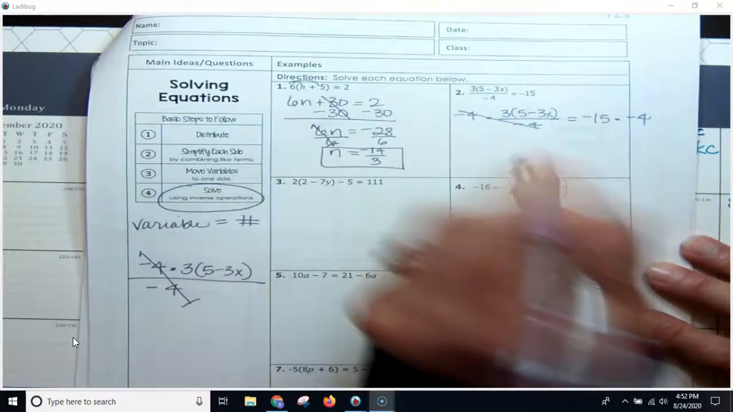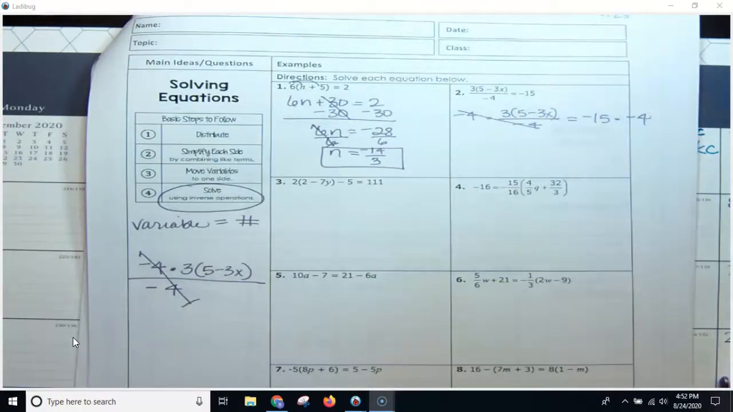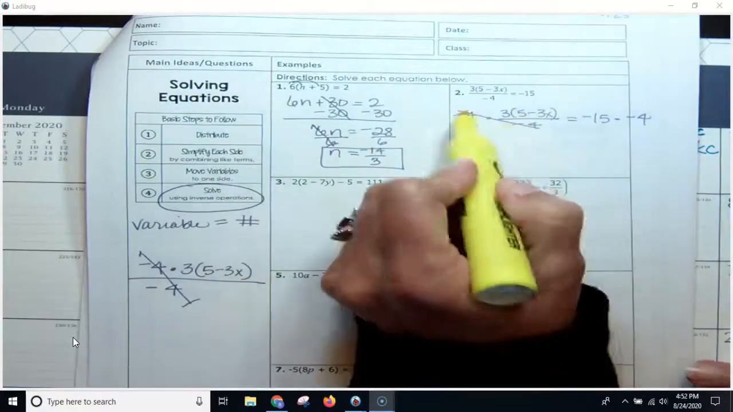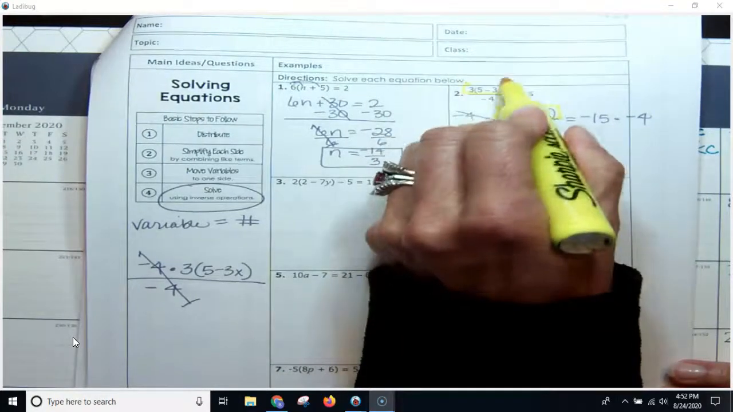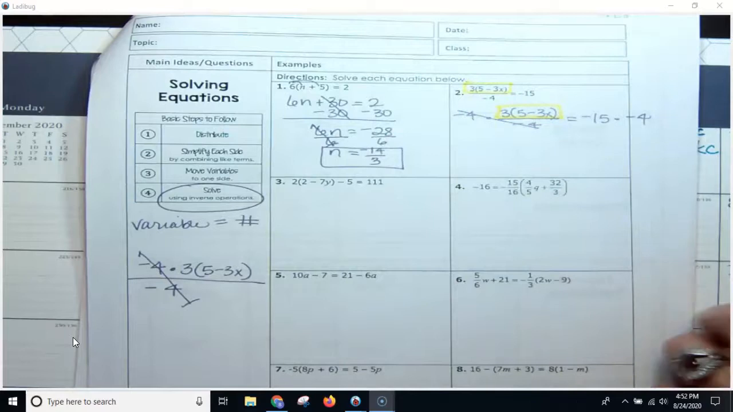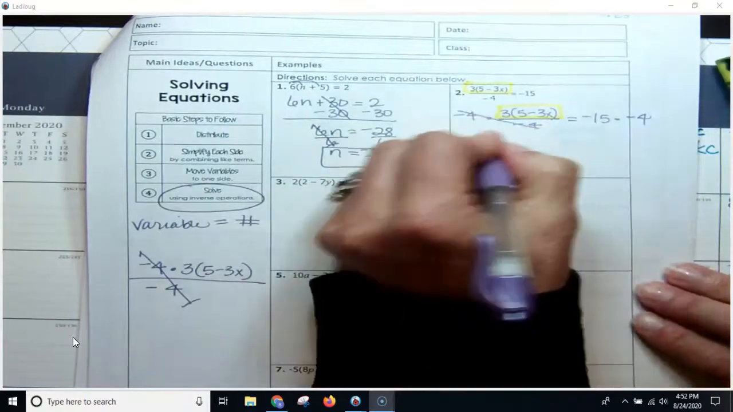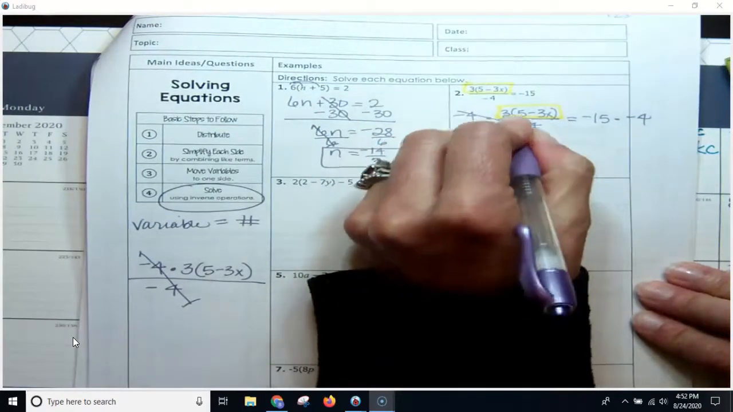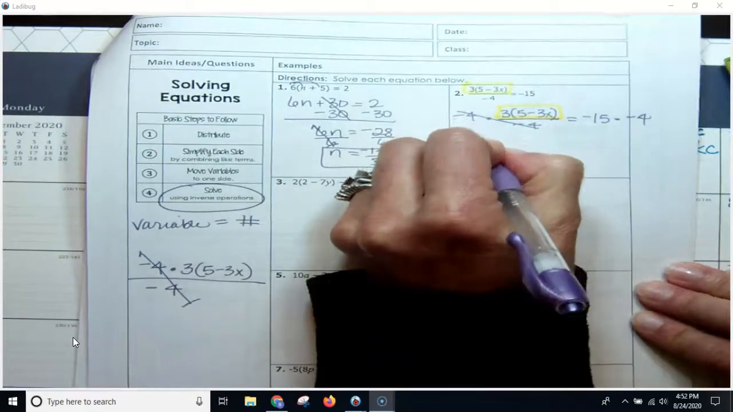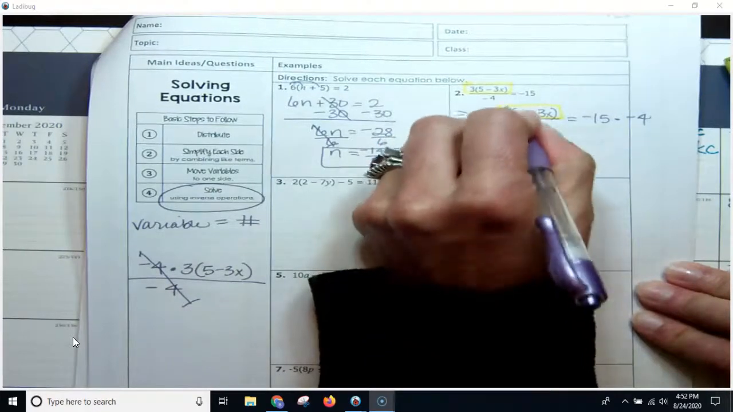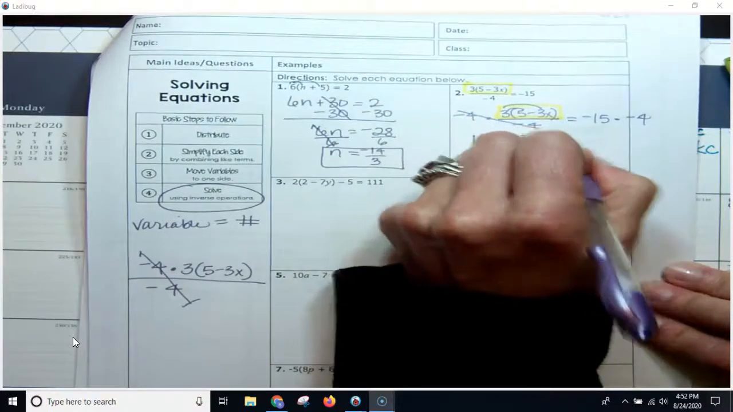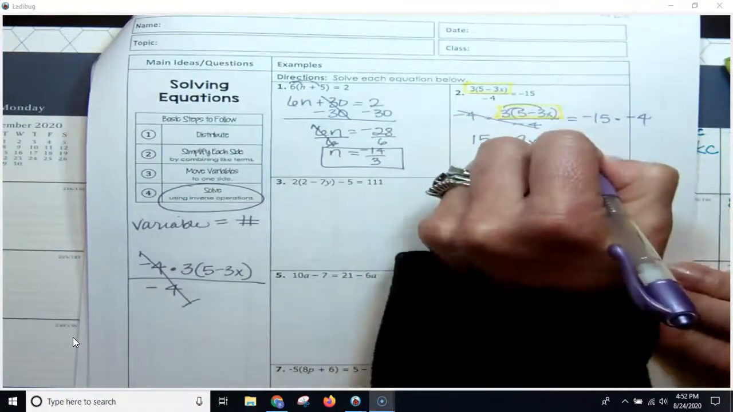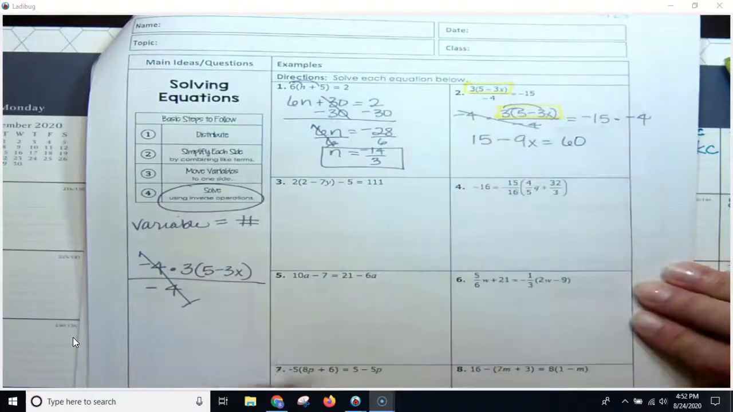And here I'm going to end up with my numerator. Do not think that it is by chance that when I multiply by the denominator, I always end up with the same numerator. Don't think that that's a mistake. That is math. So 3 times 5 is 15 minus 3 times 3x, which is 9x, equals negative 15 times negative 4, which is going to give you positive 60.